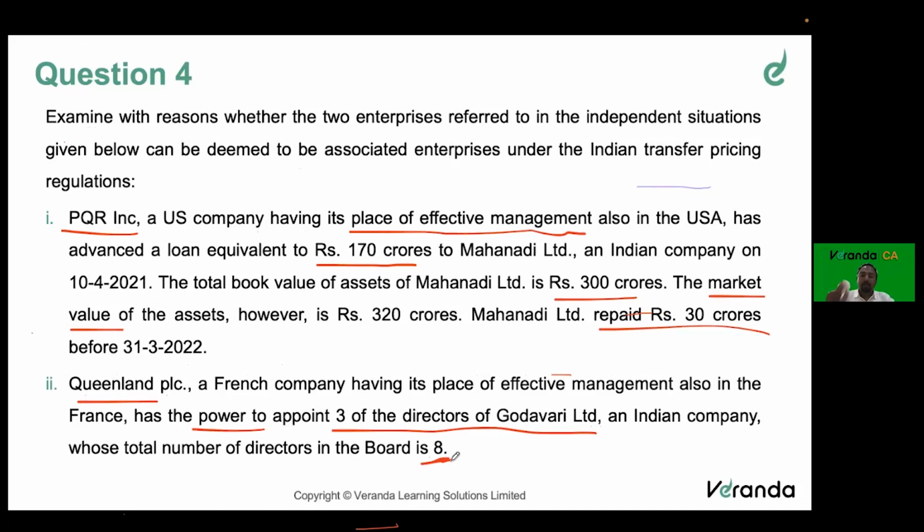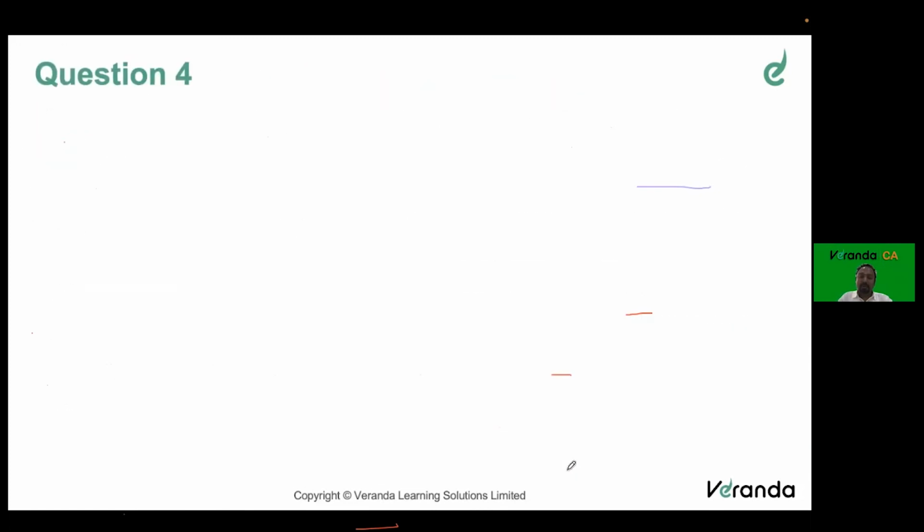So now what does the provision 92A say? It says at least half of the directors, that is half, right? So 1/2. At least half of the directors are appointed by another enterprise. So for Godavari Limited, if another enterprise is appointing more than half of the directors, then it becomes an associated enterprise. So in this case, it is 8. Half of 8 is 4. So more than 4. So what do you mean by more than 4? At least 5. Only if at least 5 directors are appointed by Queensland PLC can it be called an associated enterprise. So here what has been appointed is only 3.